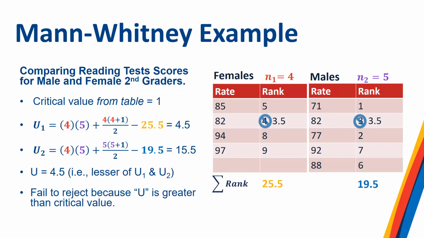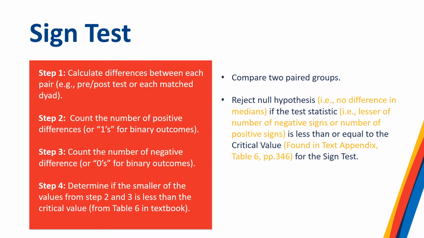So the next one is the sign test. The sign test compares 2 paired groups, and it's an easy 4-step approach. No formula is even required in this one. You just calculate the difference between each pair. You can imagine, say you're doing pre and post testing, you would calculate the difference between post-test and pre-test for each match, or maybe these are 2 individuals that you matched up based on certain characteristics. Then you count the number of positive differences in step 2, and then you count the number of negative differences, which is basically just looking at the sign of the difference you calculated in step 1.